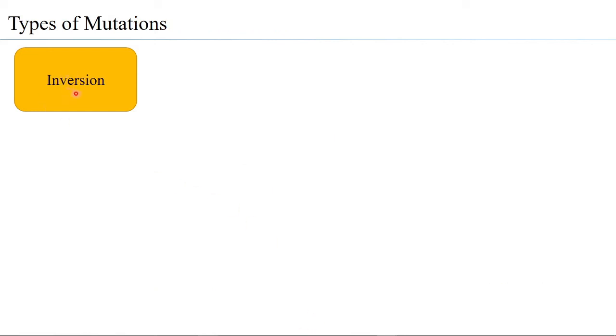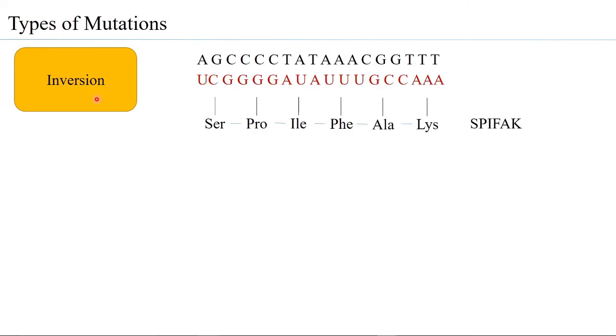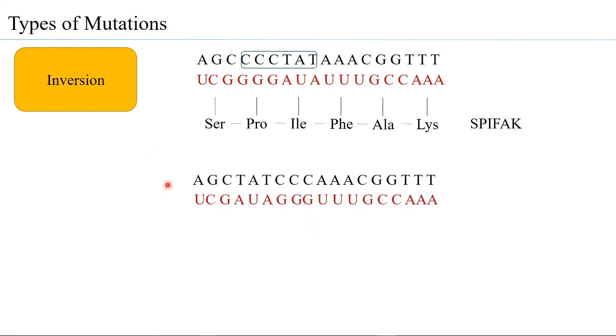Now we look at something that is called inversion. This is the same thing that we saw earlier, where you have the template, and the RNA is being synthesized into the amino acid sequence, forming a polypeptide. Say, for example, CCCTAT is inversed. So it becomes TATCCC. So the RNA that is going to form is going to have a different sequence compared to this.